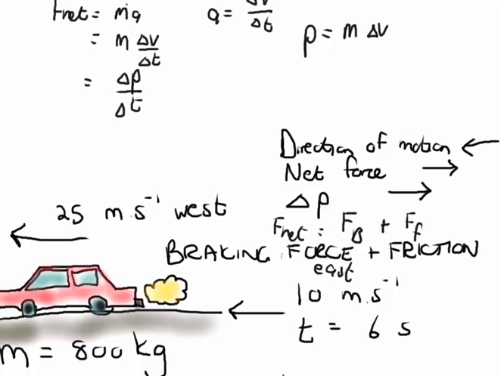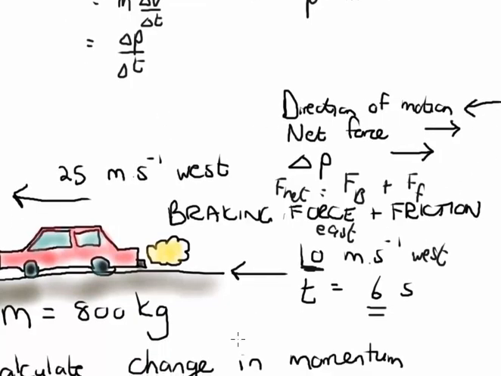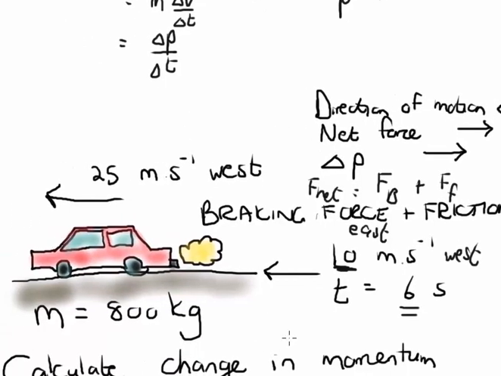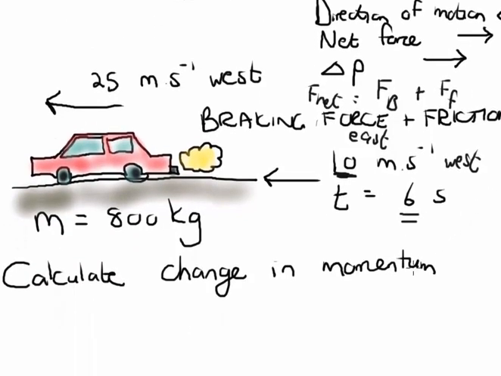Then, after the braking force and the frictional force have been applied for 6 seconds, the new velocity is 10 meters per second. And this is also going to be west. So we see that we have a change in our velocity from 25 meters per second. The object decreases its velocity to 10 meters per second. They've also given us the mass of the car here as 800 kilograms. So our first question is to calculate the change in momentum.